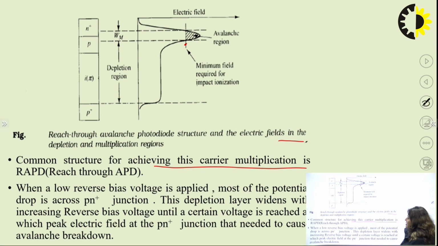When a low reverse bias voltage is applied, most of the potential across the PN junction gets dropped, and the depletion layer widens with increasing reverse bias voltage. When you increase the reverse bias voltage to the maximum, the depletion region increases, and impact ionization is much greater. So the avalanche photodiode must have a large reverse bias voltage, unlike the pin photodiode.